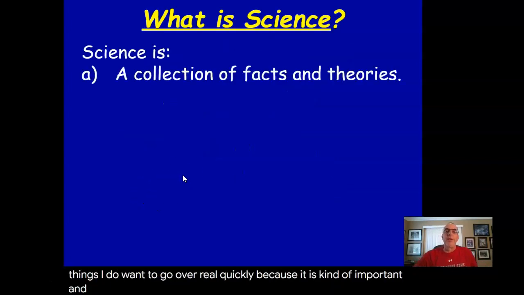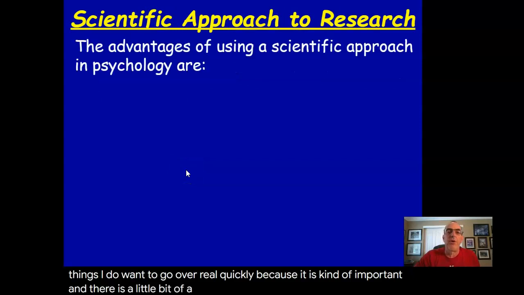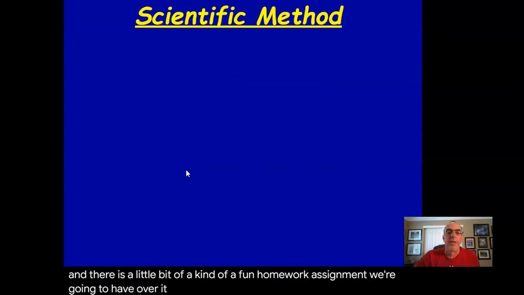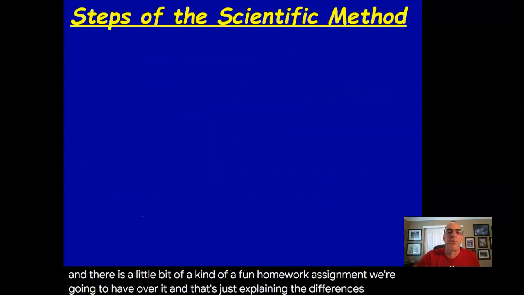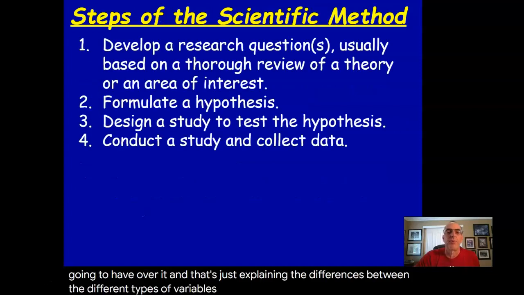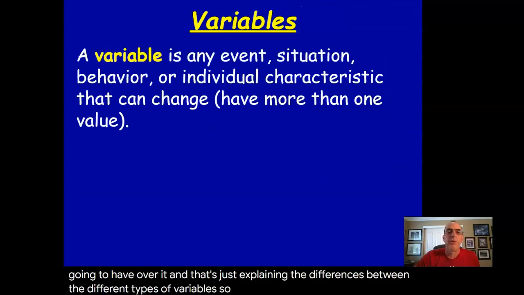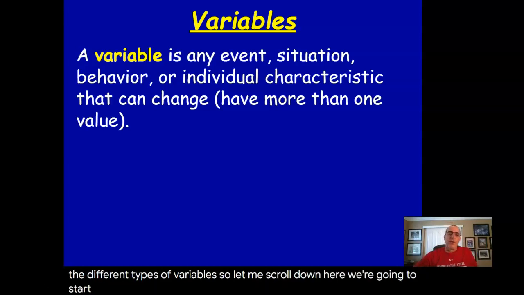So there are a couple things I do want to go over real quickly because it is kind of important, and there is a kind of fun homework assignment that we're going to have over it. And that's just explaining the differences between the different types of variables. So let me scroll down here. We're going to start right here and we're going to talk about variables.